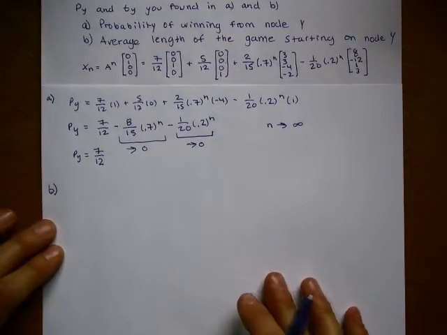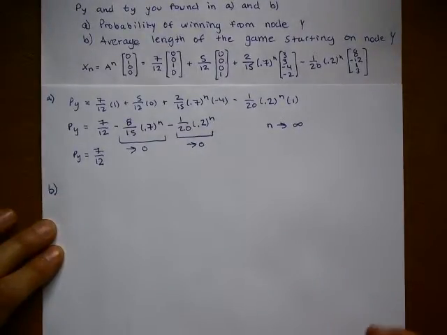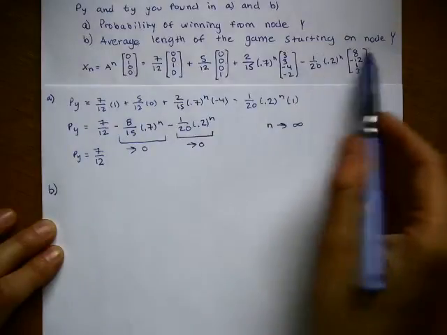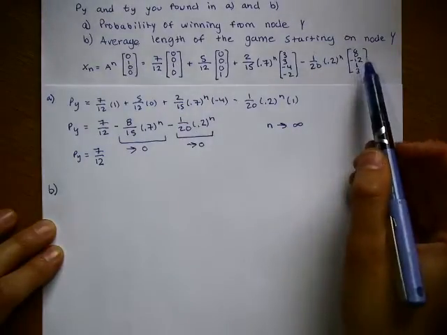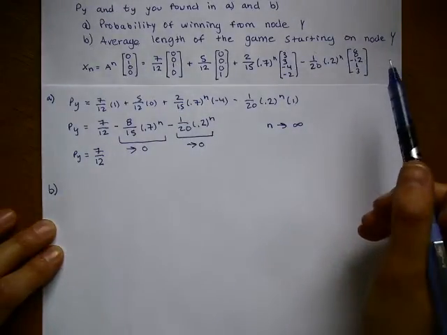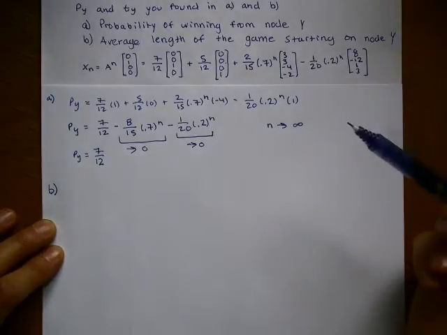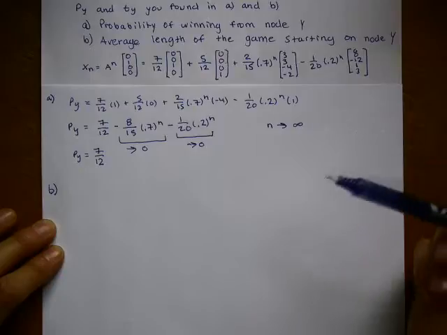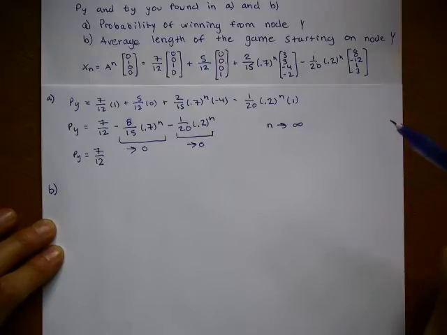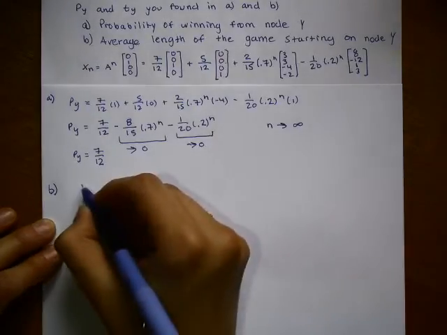Now we're going to look at the average length of the game. Now in this case, we're going to use the 2 top rows of the equation because we're interested in how long you stay on node x and node y. Because if you're still on node x or node y, you're still in the game. If you're on node w or node l, the game is ended.